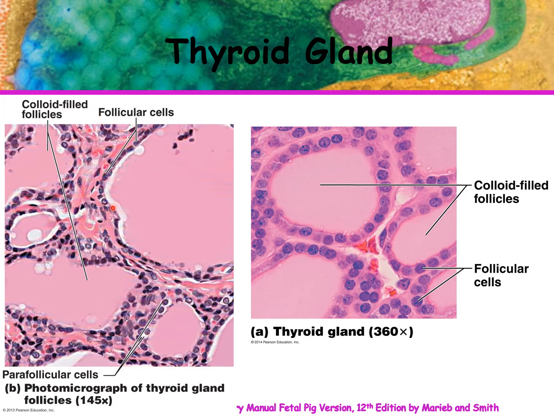Follicular cells that are found on the borders of our follicle are responsible for producing T3 and T4. Parafollicular cells, which are located next to or adjacent to the follicular cells, are responsible for secreting the hormone calcitonin.